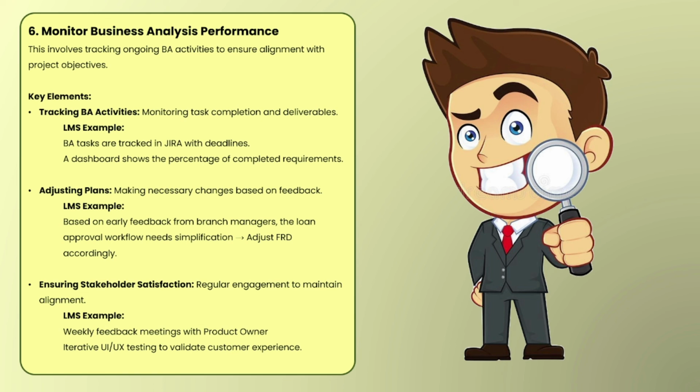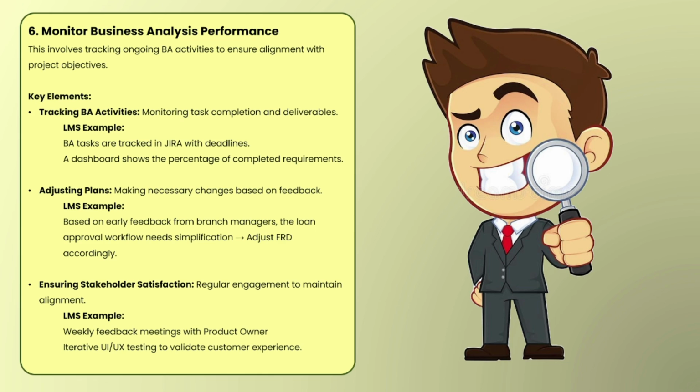And the last is ensuring stakeholder satisfaction. Here, regular engagement is used to maintain alignment. In the loan management system, that means weekly feedback meetings with the product owner, then iterative UI/UX testing to validate the customer experience. Such tasks are involved in ensuring stakeholder satisfaction, meaning that overall we are ensuring that stakeholders are satisfied. Now these are all the BAMP tasks which we need to adopt while working in business analysis.